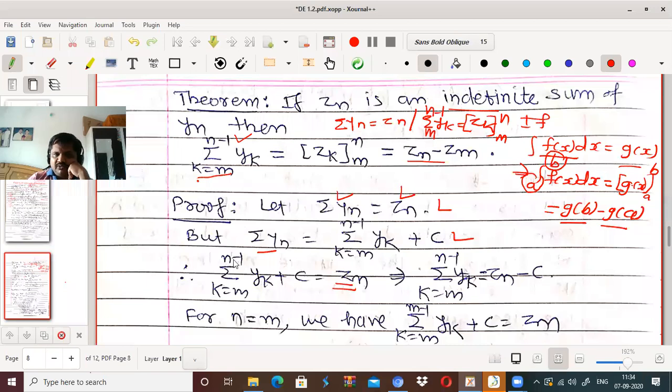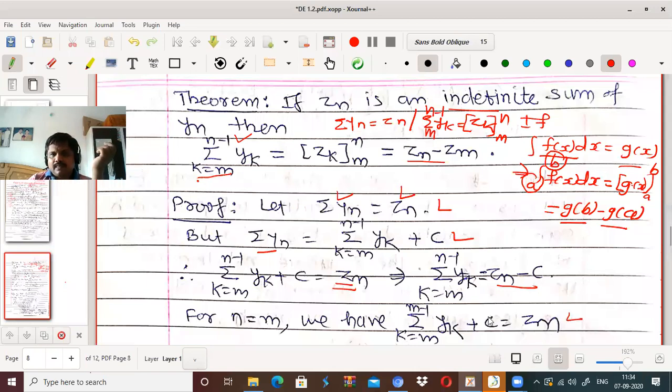So summation k from m to n minus 1 of yk plus c is equal to zn. This implies summation k from m to n minus 1 of yk equals zn minus c. I will take this c to this side. Now take one condition, put n equal to m. What will happen? For n equal to m, we have summation k from m to m minus 1 of yk plus c equal to zn.